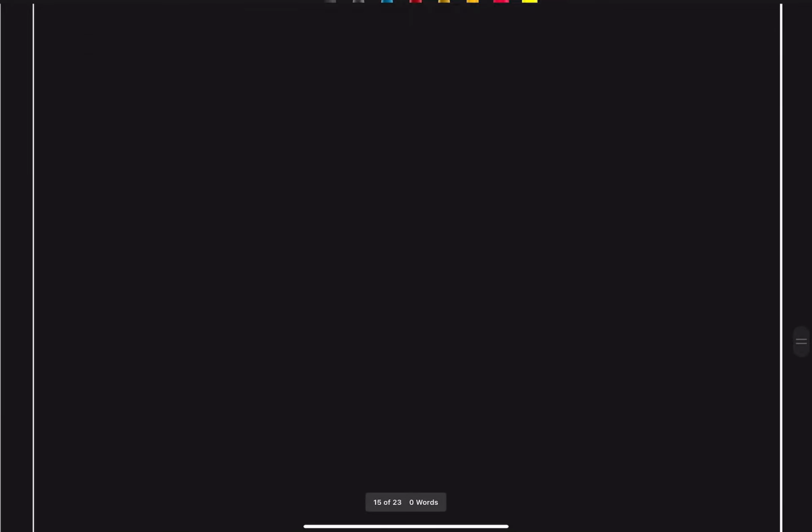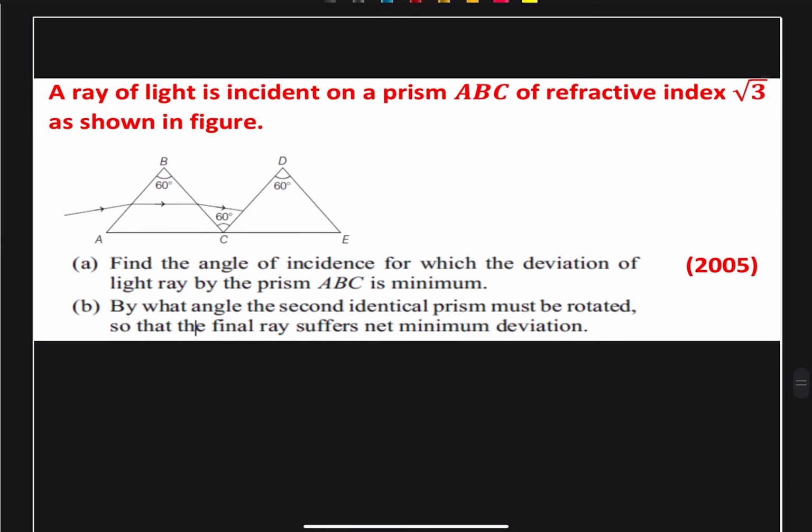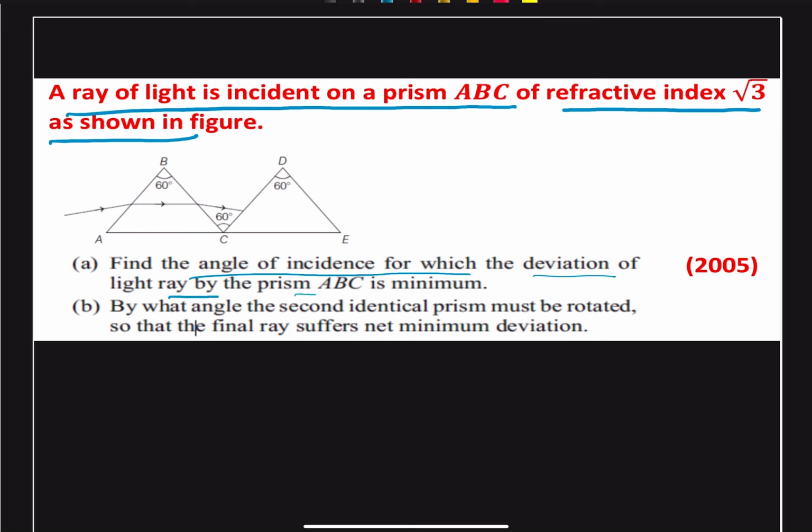So we come to the next question. In this question, it says that a ray of light is incident on a prism ABC of refractive index square root of 3 as shown in the figure. Based on this, we have two questions. Find the angle of incidence for which the deviation of the light ray by the prism ABC is minimum, and part B, by what angle the second identical prism must be rotated so that the final ray suffers net minimum deviation. So here we are basically having two prisms.